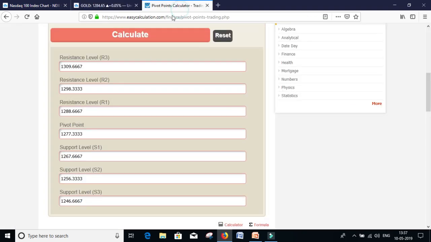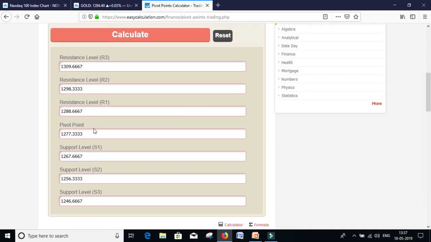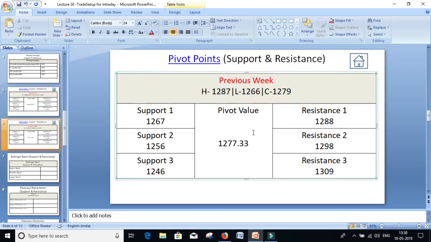As we put all three figures in here and calculate it, it gives us the figures. 1277 will be the weekly pivot, and 1288, 1298 and 1309 are the resistances. 1267, 1256 and 1246 become our supports. Now we put down these figures into our sheet.